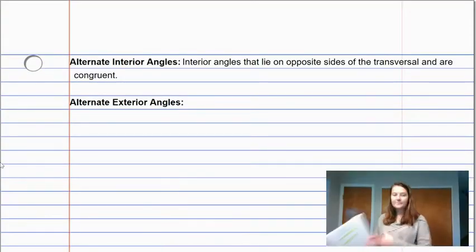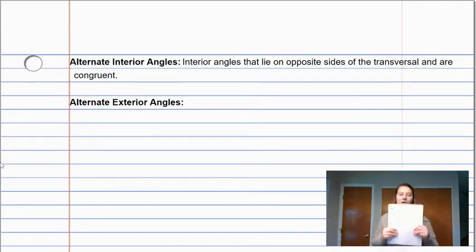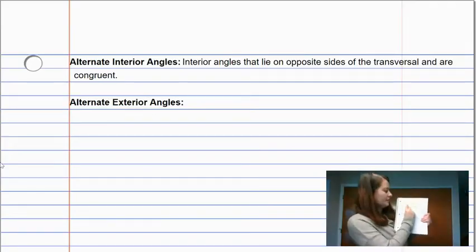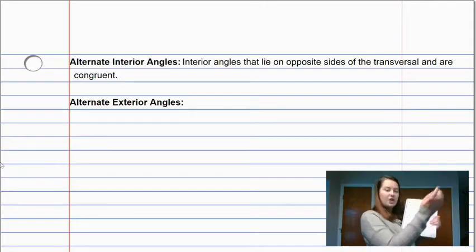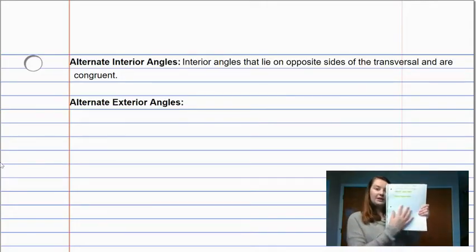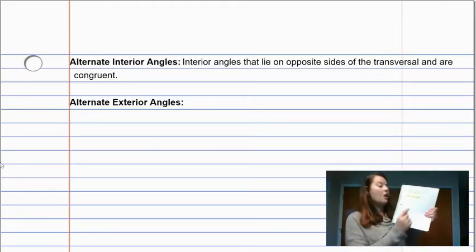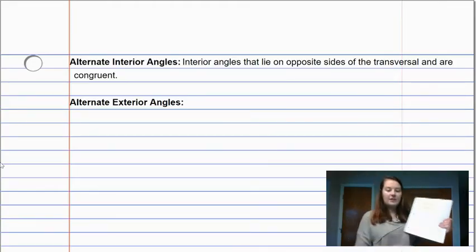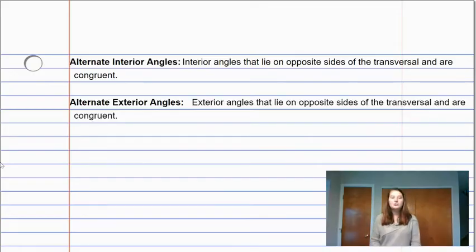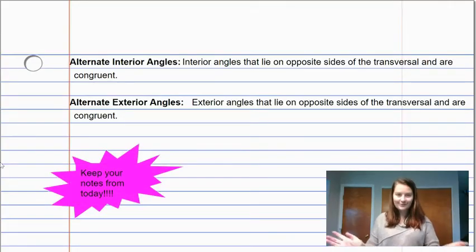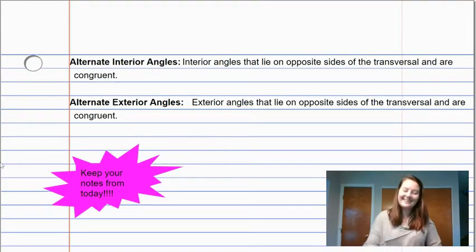All right, same as yesterday. Come back to the top of your notes. We did alternate interior angles. You have your definition. Check. Come back up to the top where your vocab is. Alternate exterior, let's do that definition. Alternate exterior angles are exterior angles that lie on opposite sides of the transversal and are congruent. Let's look at what that looks like. Keep your notes from today. I'm going to put it on every slide.